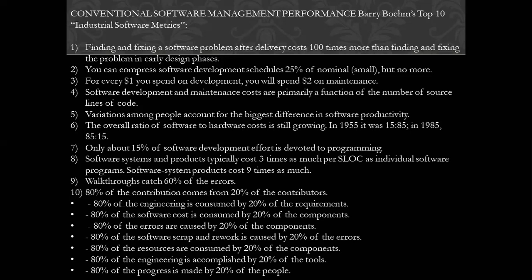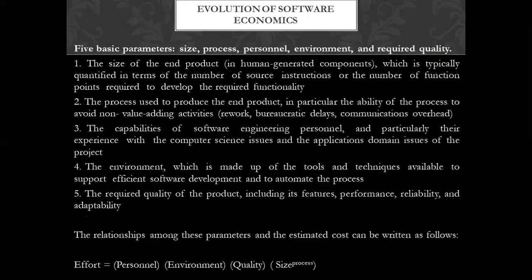Walkthroughs catch 60% of the errors. That means if you are reviewing things at the correct pace consistently, it will help you find more than 50% of the errors. I think that's it about this topic. Some of the terms that we have seen, some of the statistics we have seen, how it happens in real-life scenarios. So that is about your conventional software management. And next we have to see evolution of software economics.